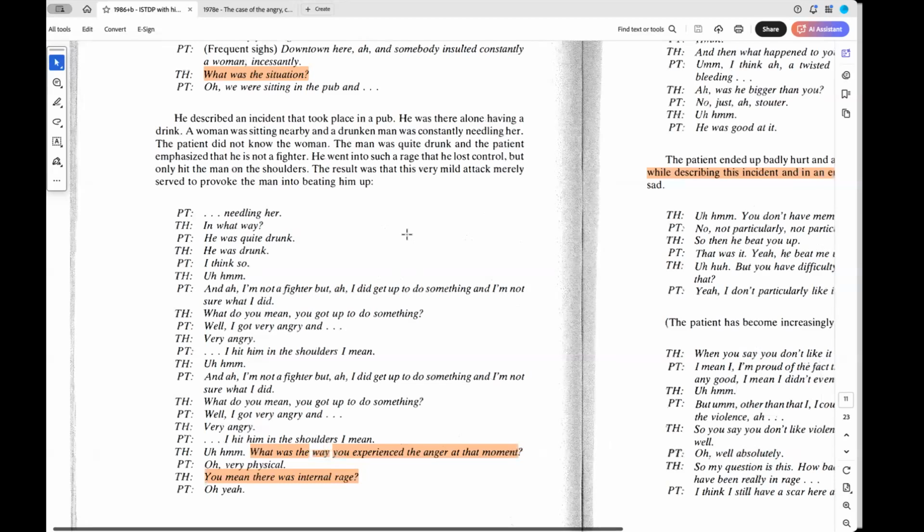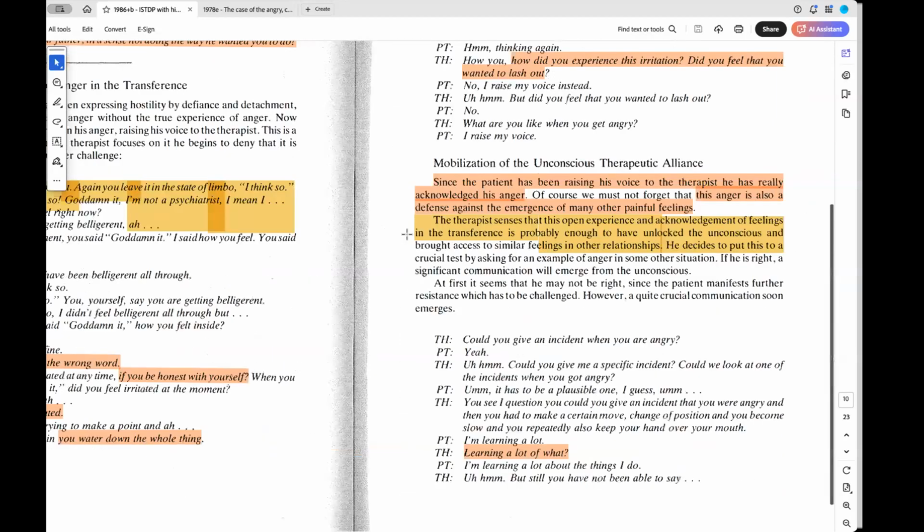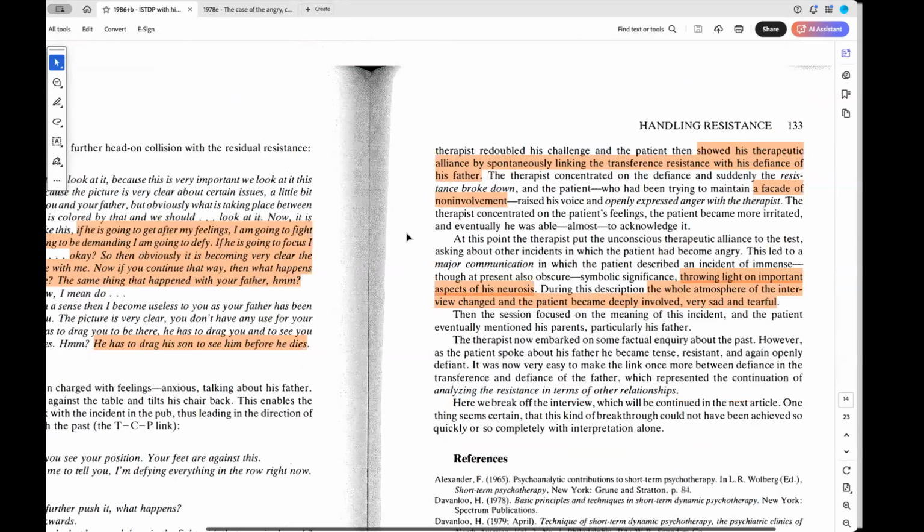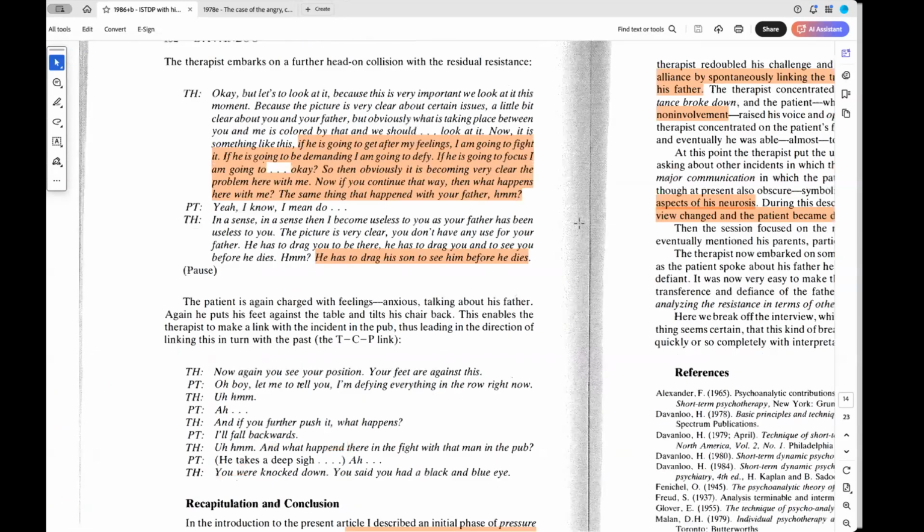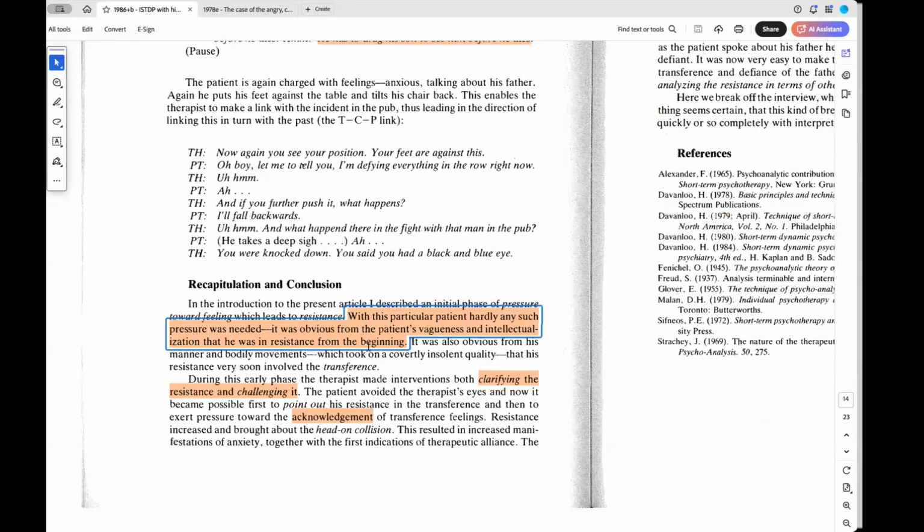On page 132. Yeah, here, page 132. This page right here. Davanloo writes, with this particular patient, hardly any pressure was needed. This is down here, recap and conclusion. Right here, you see the orange. With this particular patient, hardly any pressure was needed. It was obvious from the patient's vagueness and intellectualizing that he was in resistance from the beginning.